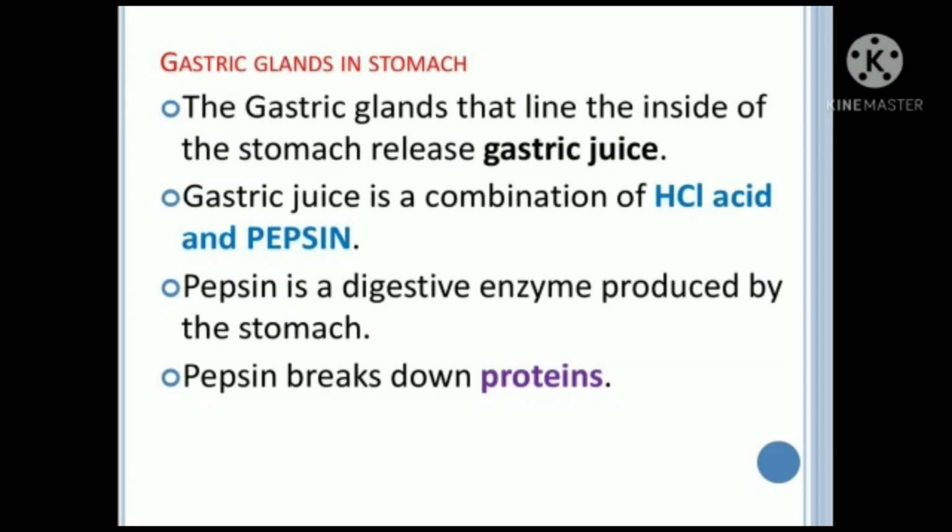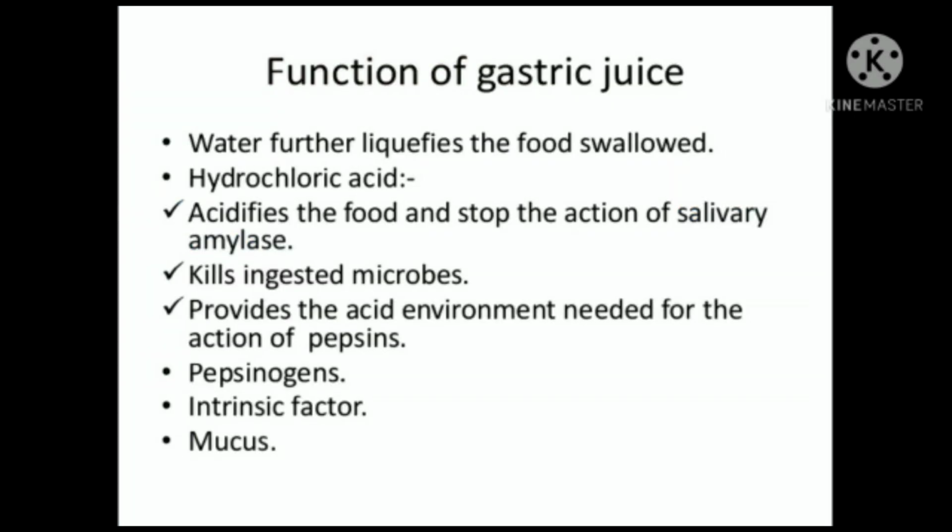Gastric glands. The gastric glands that line the inside of the stomach release gastric juice. Gastric juice is a combination of hydrochloric acid and pepsin. Pepsin is a digestive enzyme produced by the stomach. It breaks down proteins. Function of hydrochloric acid: it acidifies the food and stops the action of salivary amylase. It kills ingested microbes. It provides the acidic environment needed for the action of pepsin.